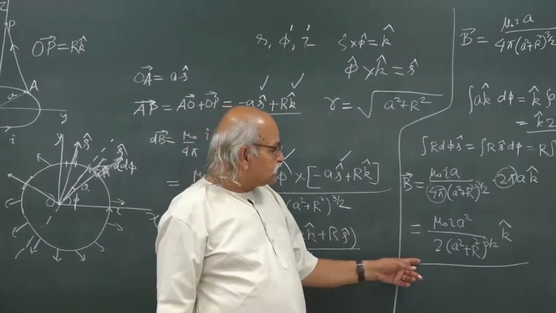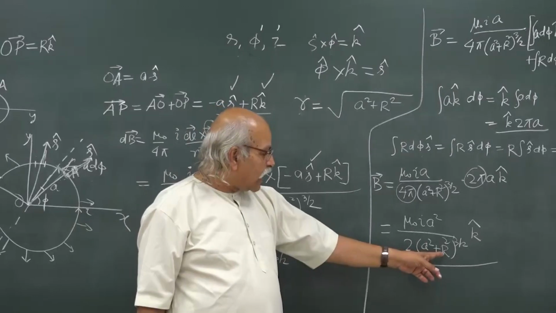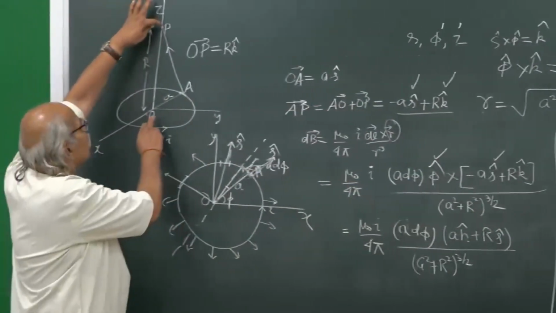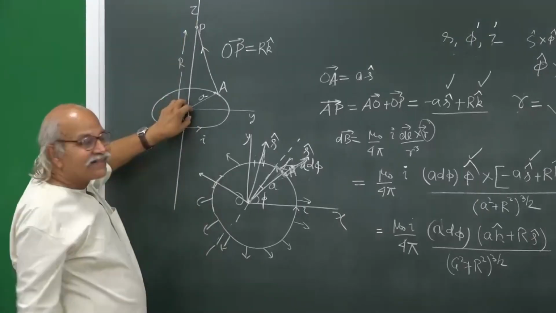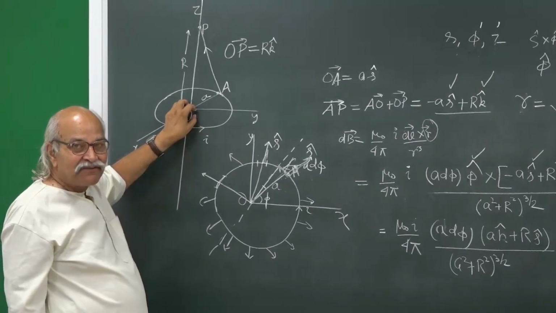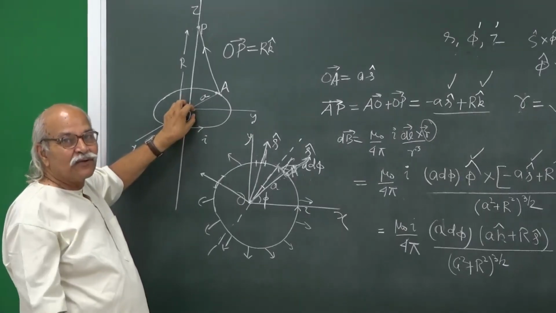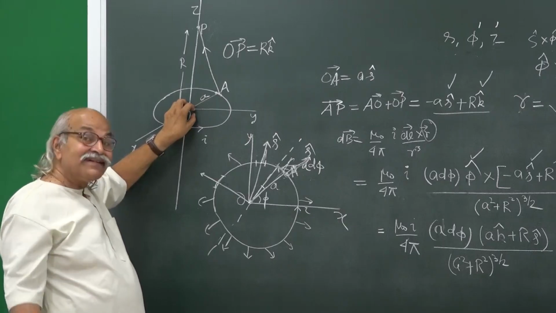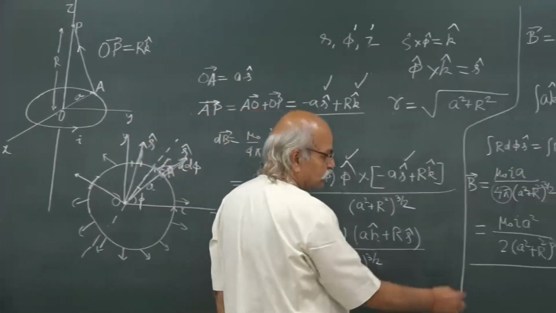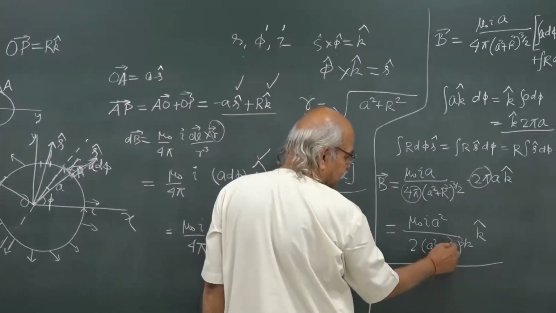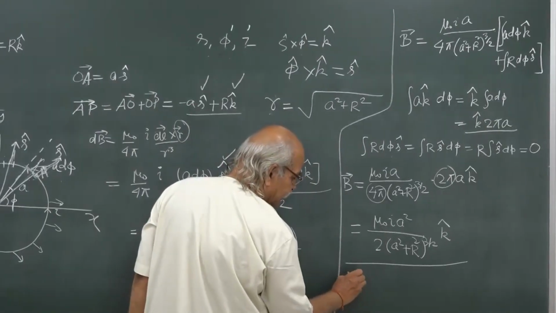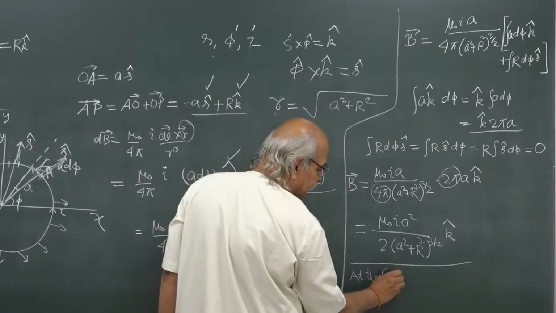And if you take this capital R to be 0, you are at the center of the loop. So, the magnetic field due to a circular current at its center, that also you can write from here by just putting this capital R as 0, and this will be at the center of the loop.